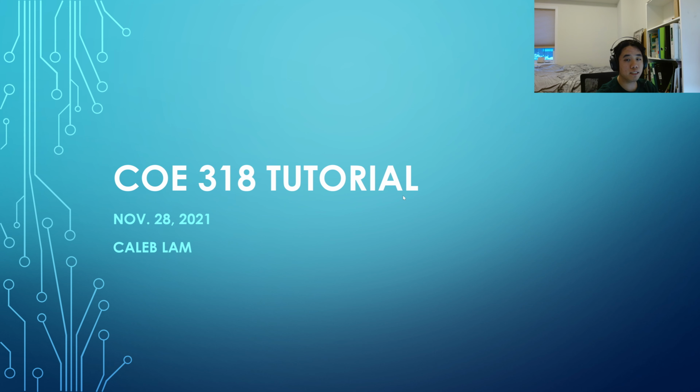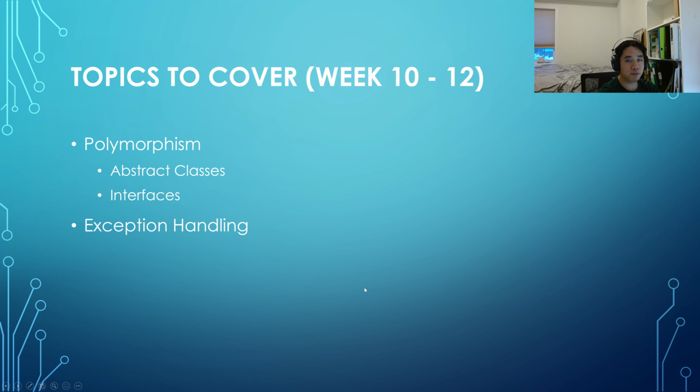Hello, everybody. This is a recap of what we did in this very last tutorial of COE 318. So the topics we covered here are polymorphism. This included abstract classes and interfaces, and there was also exception handling, which covers throwing exceptions and catching them as well.